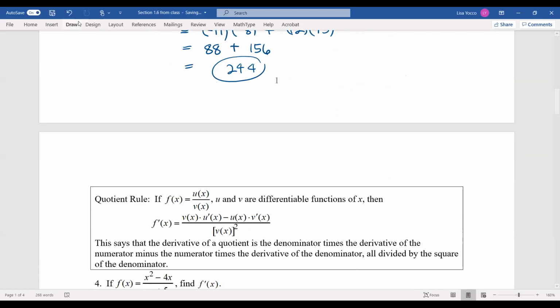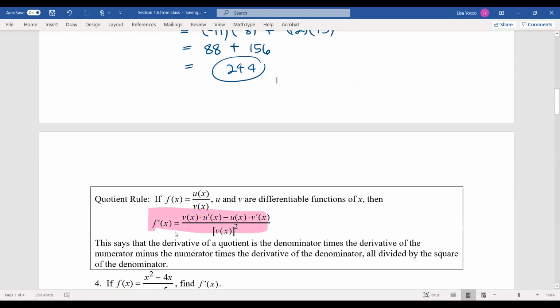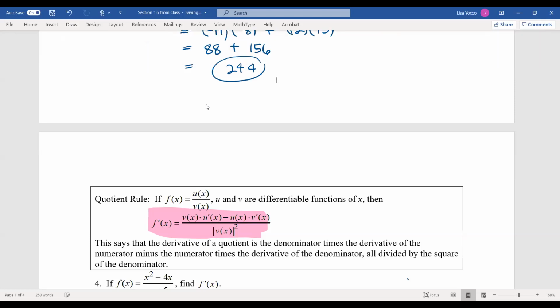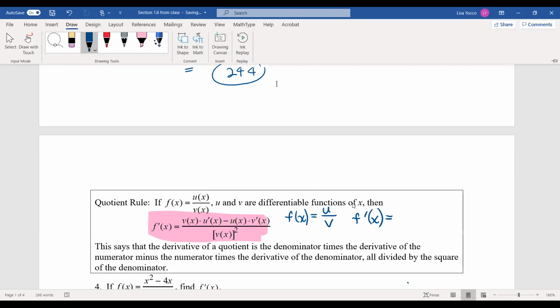Now we'll look at the quotient rule, and again, you can look at it and see that it's certainly more complicated than anything so far. And again, let's write it this way. Let's let f of x equal u divided by v. And honestly, when I use this rule, I don't do u and v, I use numerator denominator. So that's what I'm going to do.